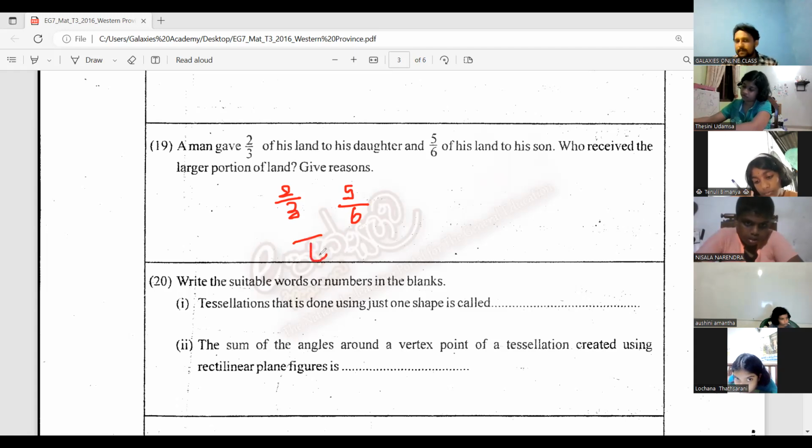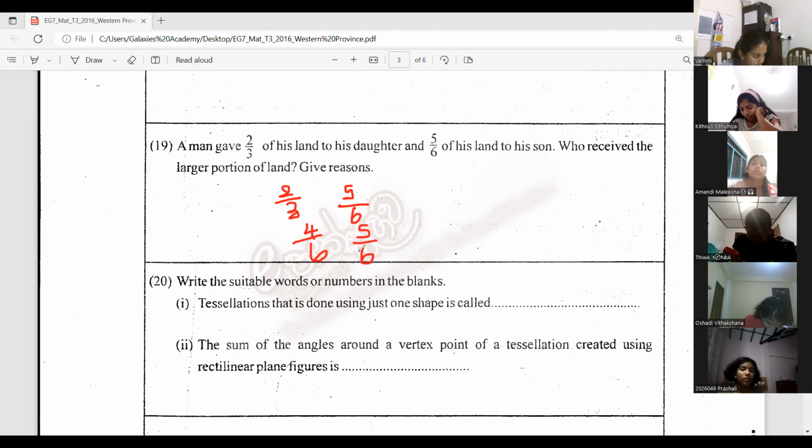3 times 2, 6. If you multiply the denominator by 2, you also have to multiply the numerator by 2. 2 times 2, 4. The next fraction does not need to change. 5/6. What is the larger fraction? 4/6 or 5/6? The same denominator. What is the answer? 5/6. So who received the larger portion? 5/6 means his son. So your answer should be son, and give reason. This is the reason.